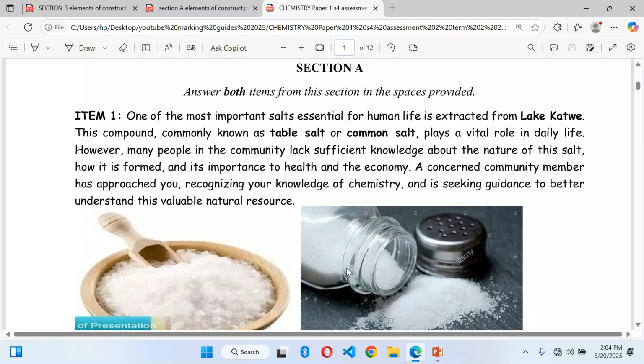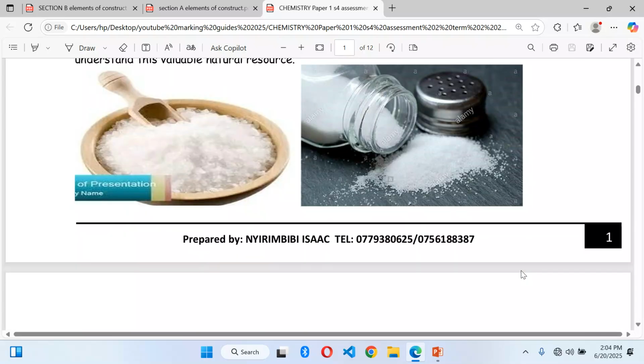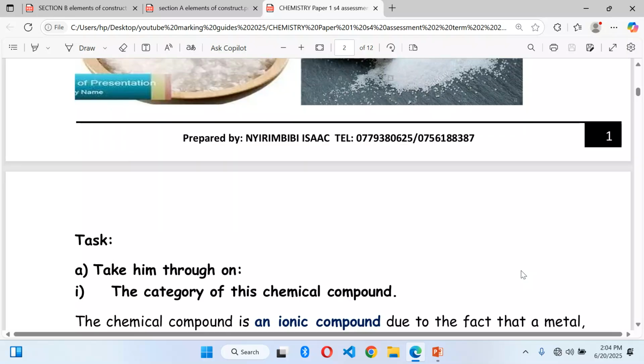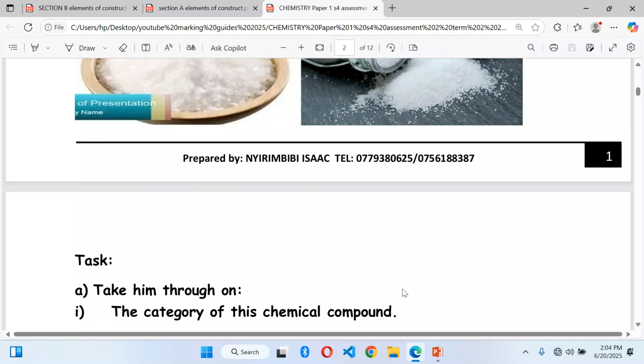And what is the problem anyway? People in the community lack sufficient knowledge about the nature of this salt. So they have contacted you. Let's look at the question that they want us to talk about. Task number 1. Take him through the category of this chemical compound. You see? So the first thing, we are looking at the category.